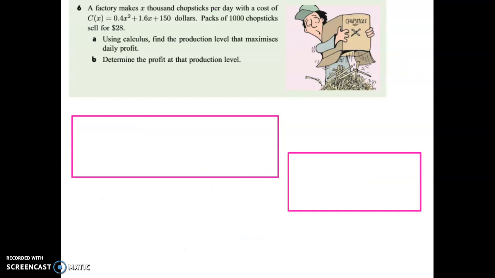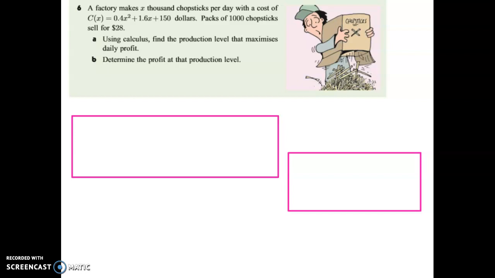Okay, so here's our first one. And we're looking at a factory making X thousand chopsticks per day. And the cost of making those chopsticks is given to us, and also the selling price of the chopsticks. So we're going to use calculus to find the production level that maximizes profit.